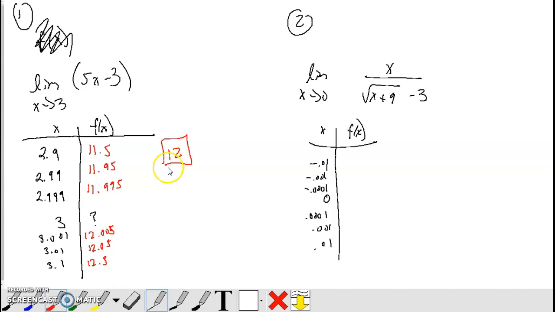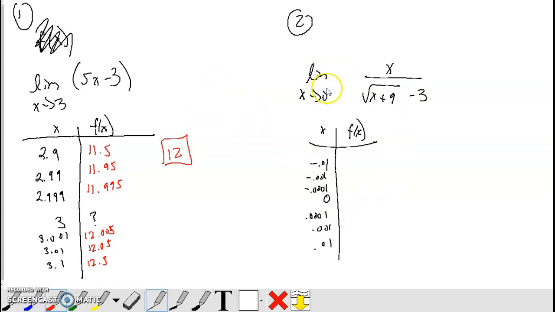Now, please note that these examples that I'm giving you end up having a limit that is an integer. Limits do not have to be integers. They can be decimals, fractions, and things like that. So just because it's 12 doesn't mean that 12.4 would not have worked.